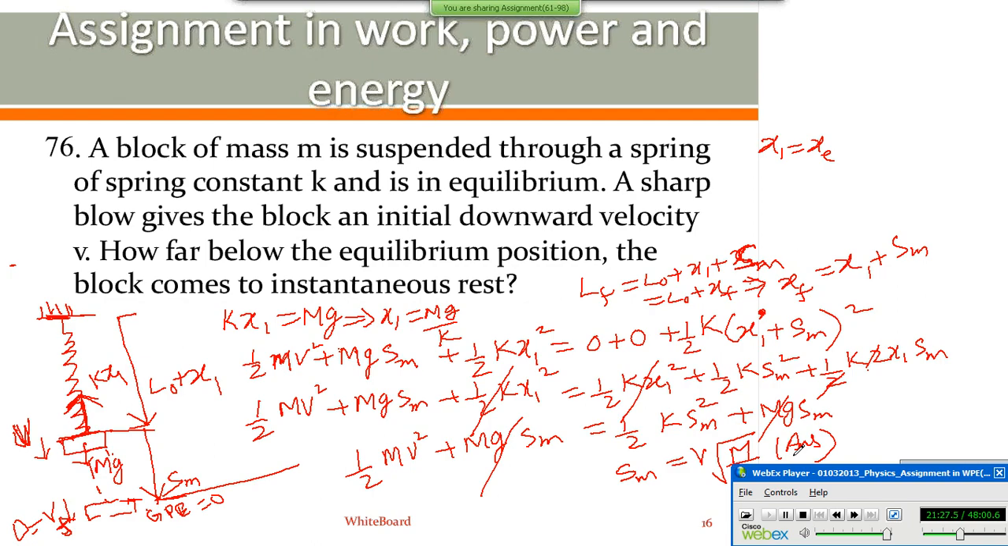Those who want to take more time to copy the solution of the problem can take a pause.